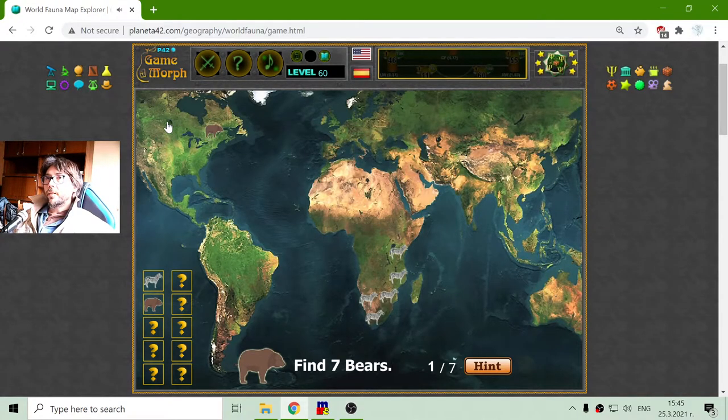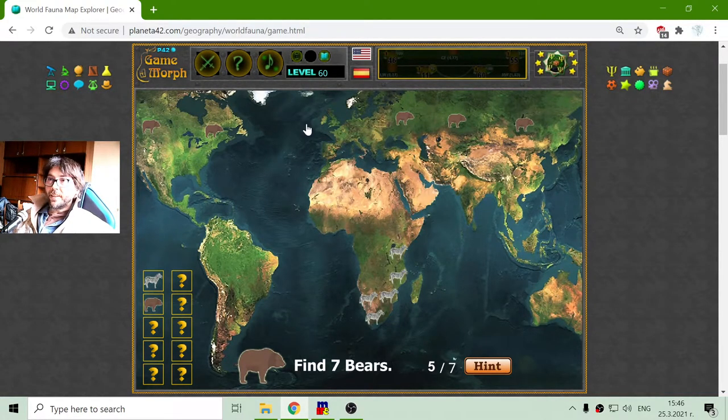I'm looking here in North America. Found two bears, and maybe somewhere in Russia. Right, I need to find two more bears. Well, I think they inhabit mountain, well, forest areas, that's for sure. Where are the other two bears?